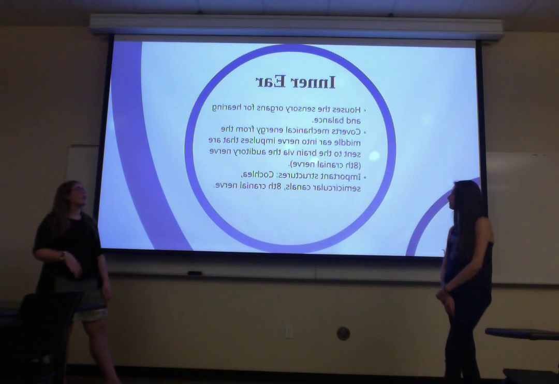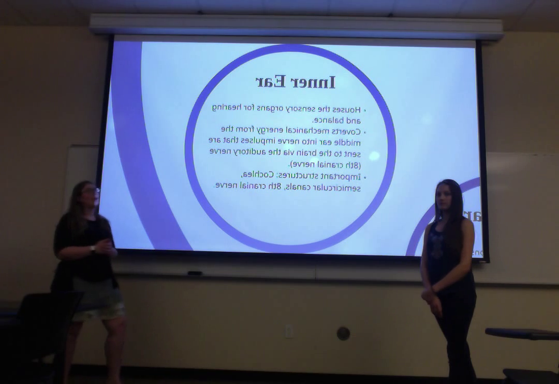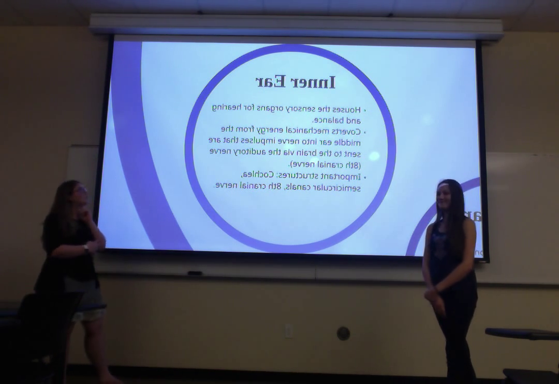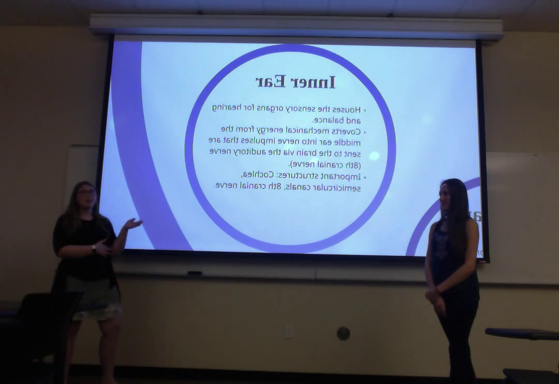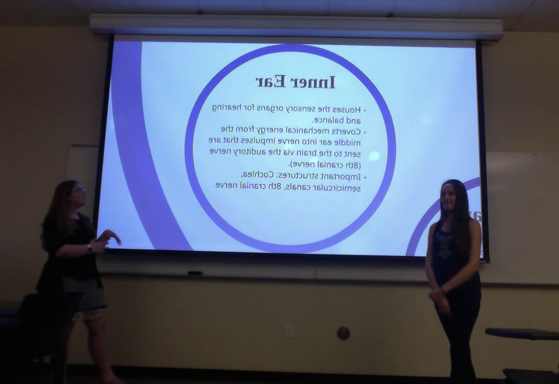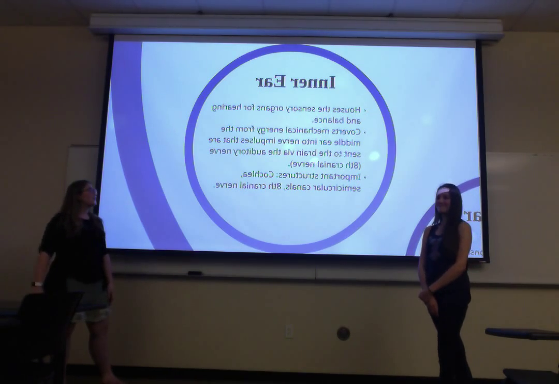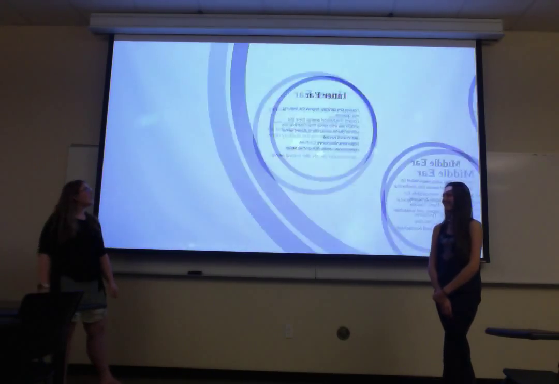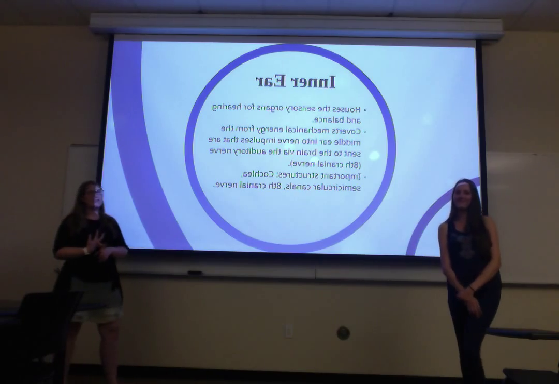And lastly, this is one of the most important parts of the ear along with the middle ear. We have the inner ear. This is basically what houses your sensory organs for hearing and balance. It converts mechanical energy from the middle ear into nerve impulses that are sent to the brain via the auditory nerve, which is also known as the 8th cranial nerve. Some important structures are the cochlea, semicircular canals, and the 8th cranial nerve.